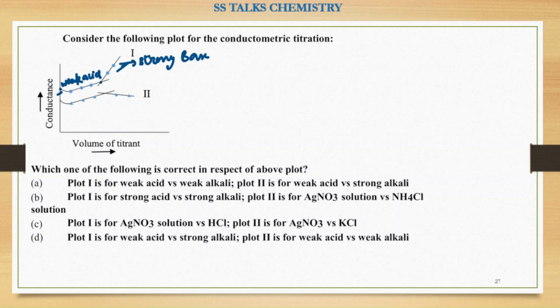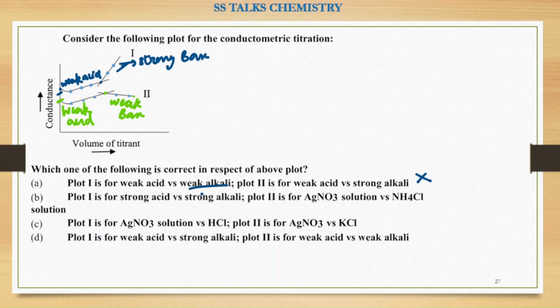Whereas in the second one, the conductance value is also very low, and after the end point the conductance value is not increasing, which means this is a weak base, and this one is also a weak acid. So weak acid versus weak base is the second plot, and the first one was weak acid versus strong base. Option A says weak acid versus weak alkali. This is incorrect because the conductance is increasing after the end point, so it cannot be a weak alkali in this case.